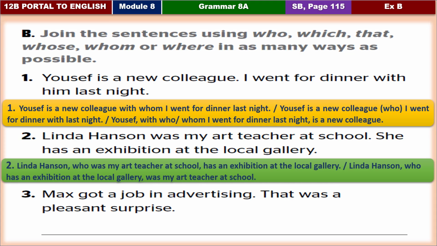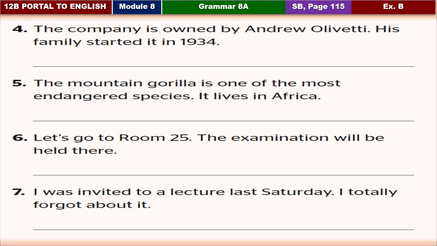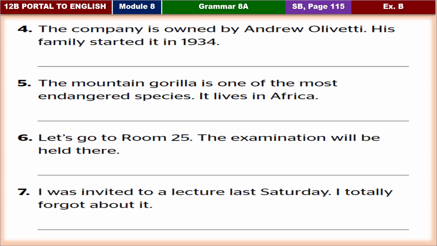Number 3, question number 3. Max got a job in advertising. That was a pleasant surprise. This question has only one possible answer, which is Max got a job in advertising, which was a pleasant surprise. Again, let's move to questions 4, 5, 6, and 7. And as usual, I'll ask you to pause the video, try to do the questions yourself, and then play the video again to check your answers.